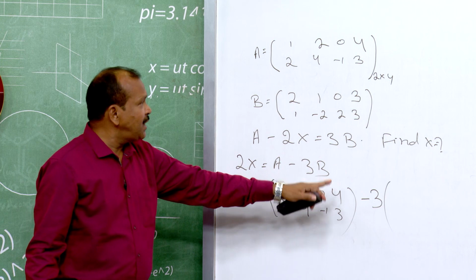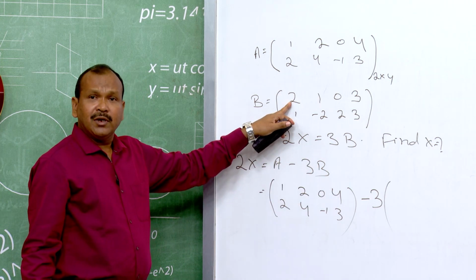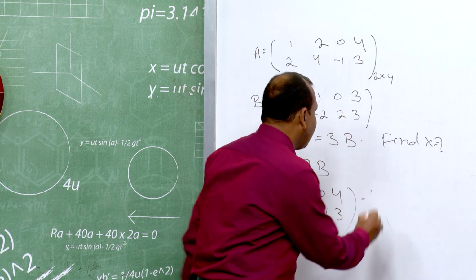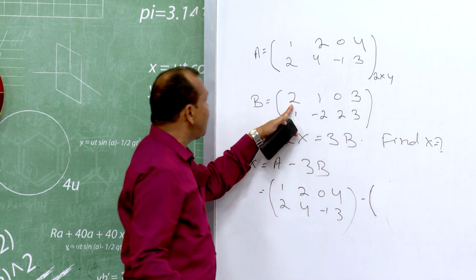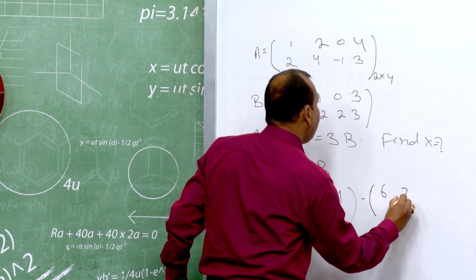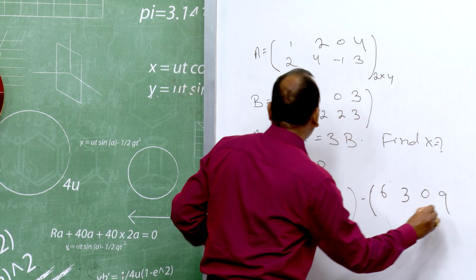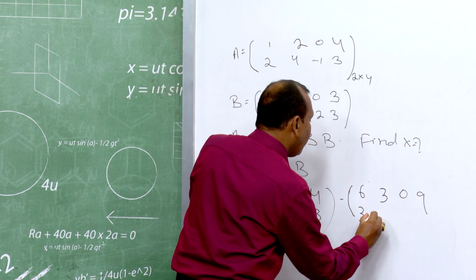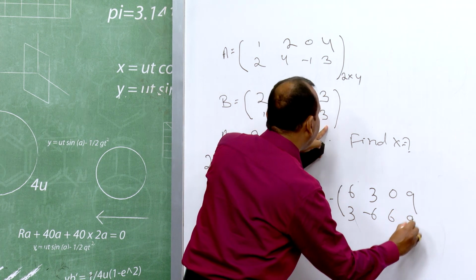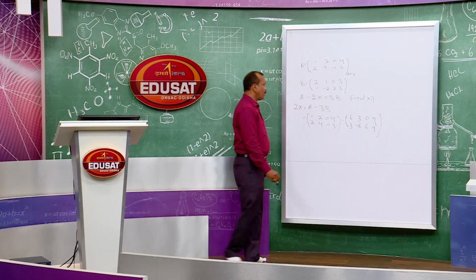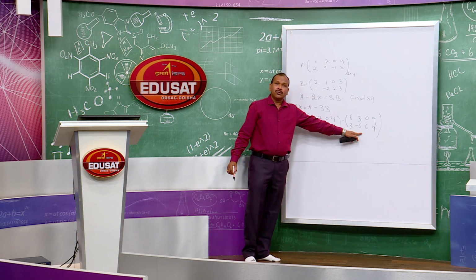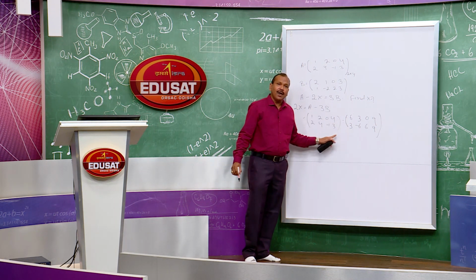That means 3 is multiplied in each element. Then 3 is multiplied in each element. We have 6, 3, 0, 9, 3, minus 6, 6, 9. This is a 2 cross 4 matrix. Also this is a 2 cross 4 matrix, and we subtract.